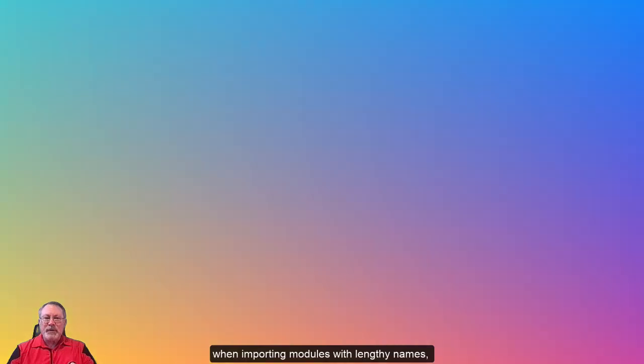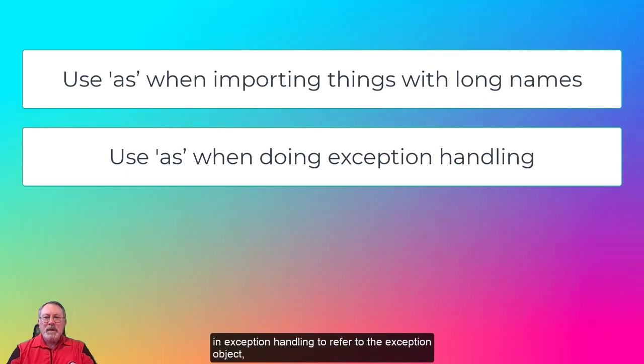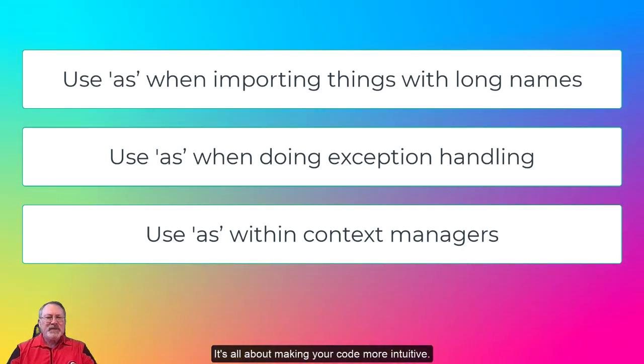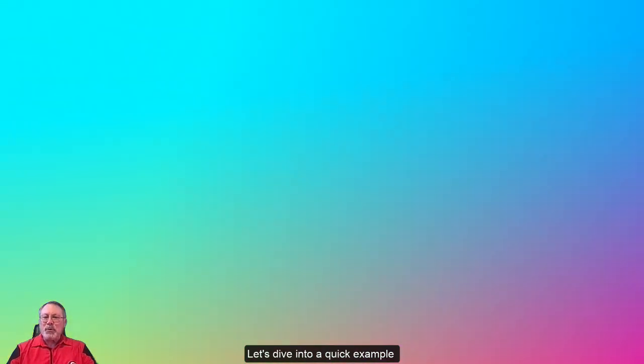The as keyword shines in three main scenarios: when importing modules with lengthy names, in exception handling to refer to the exception object, and within context managers to alias the resources being managed. It's all about making your code more intuitive. Let's dive into a quick example to see as in action.